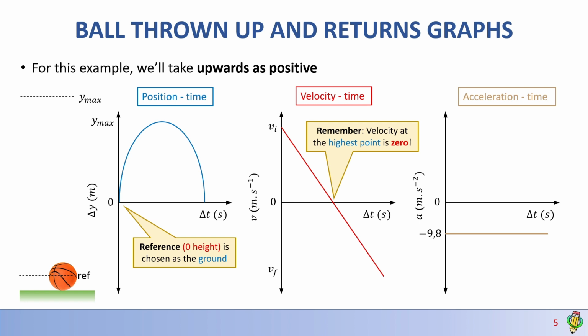Now, if we look at the acceleration time graph, we chose up as positive, so our value for acceleration is negative 9.8 meters per second squared because acceleration is always going downwards, and we see it's a straight line of value negative 9.8 for any time.